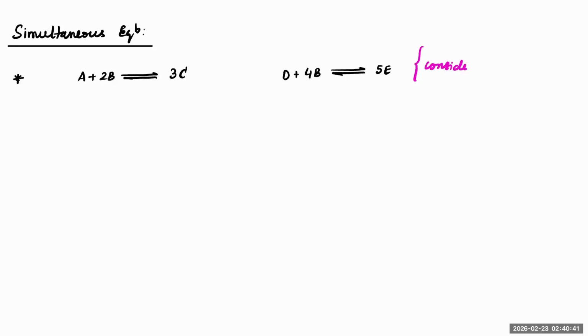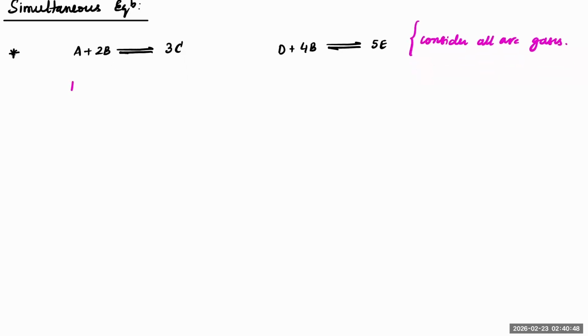Now let's say I write it in terms of pressure. Initially, let's call the pressure of A as P1, and for C there is nothing initially, so 0. The pressure of B is P2, and for E it is also 0. And D is P3. So initially I had A, B and D. The pressure of gas A is P1, B is P2, and D is P3.